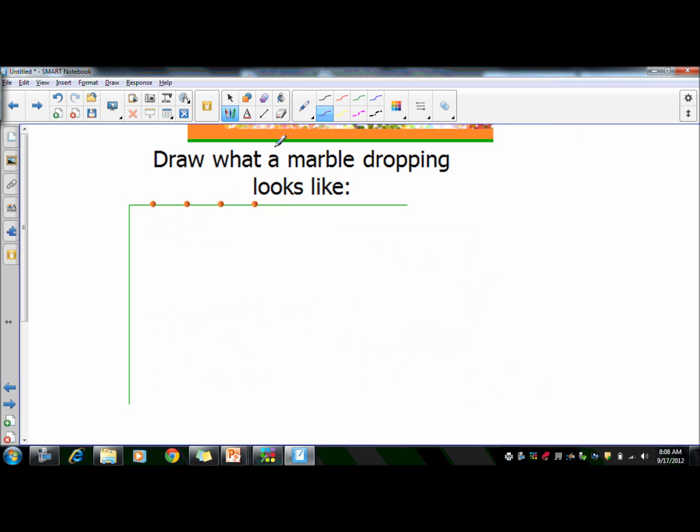So what does a marble look like when it's dropped? It starts up here at the top, and then in 1 second it drops a little distance, and then in 2 seconds it drops a little bit further, and in 3 seconds it drops further, and so on and so on. So every second it's gaining distance. Small distance, larger, larger, larger as it's falling.